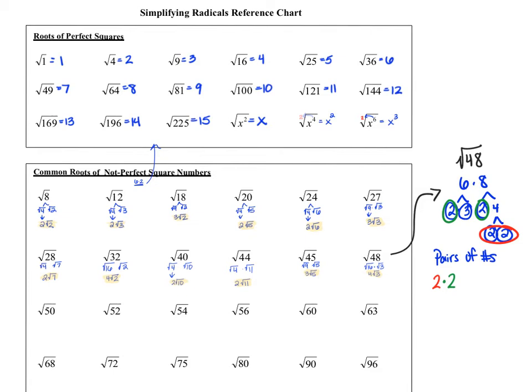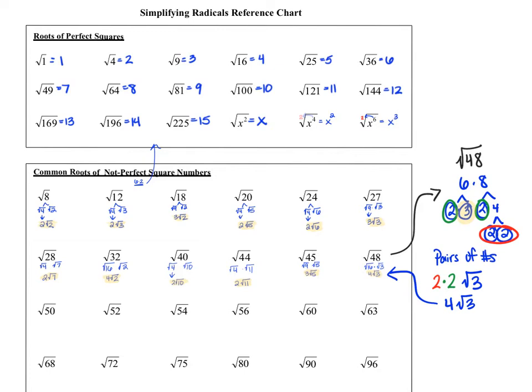And then you'll notice that we have this 3 left. When you have that 3 left and there's no pair, that's the number that's going to remain under the radical. So then 2 times 2 is 4, and then you have the root 3, which is what you got originally if you did not know that it was 16 times 3.